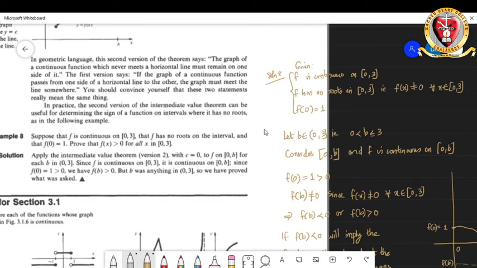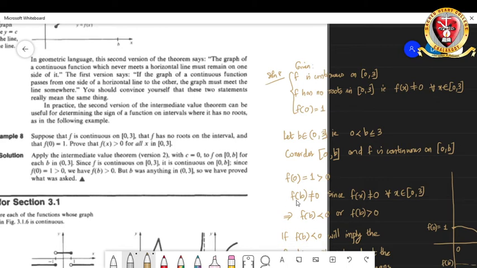So suppose b belongs to the interval (0,3], that is b is lying strictly in between 0 and it is less than or equal to 3. Now consider closed interval [0,b], and since f is continuous on closed interval [0,3], f is obviously continuous on closed interval [0,b] because it is a subset of [0,3]. Given f(0) is equal to 1, which is strictly greater than 0.